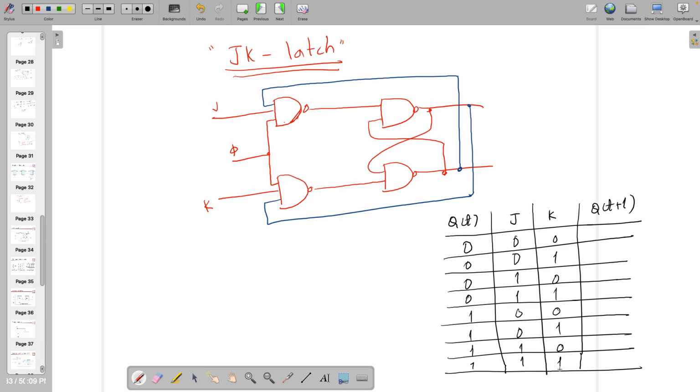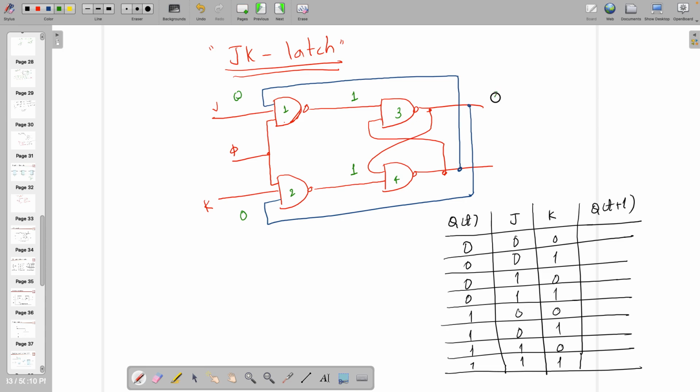Okay. So in this, let's start with the first one. When both are 0, then what's going to happen? I am feeding here, both are 0. If both are 0, then there is no problem. Look, output is 1 1 at the output of first and second NAND gate. Output is 1 1, right?